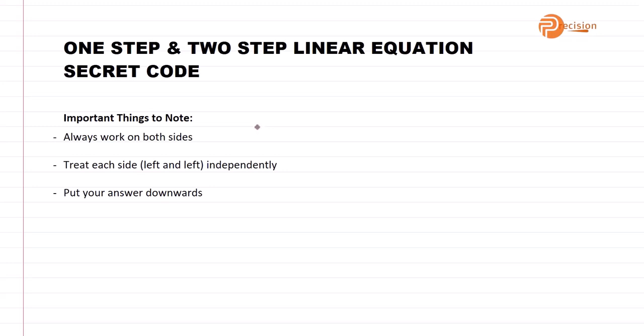Okay, these are important things to note. One, always work on both sides of the equation. Assuming you have an equation such as x plus y is equal to 8, it's important that you know that this is the right hand side of this equation, so I'll just write it in short form RHS, and this is the left hand side. So we work on both sides of the equation. Treat each side, left and right, independently, very important, and put your answer downward.